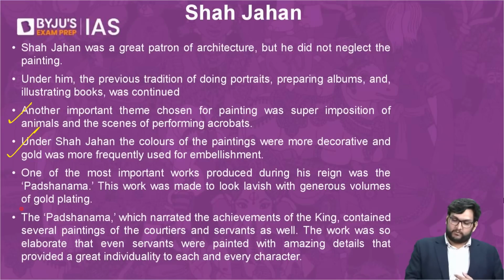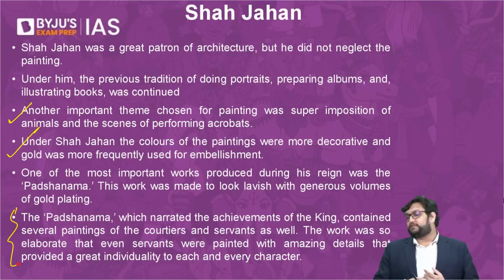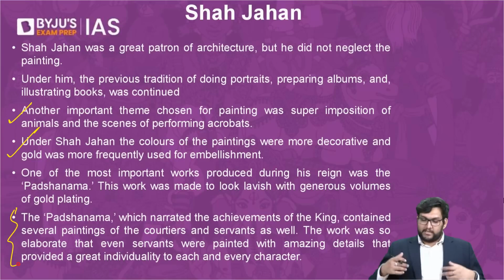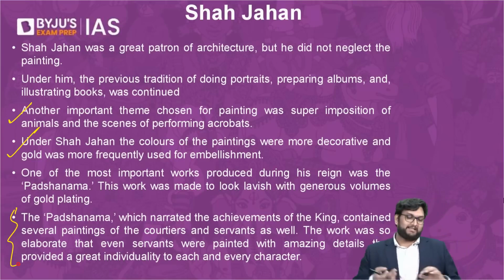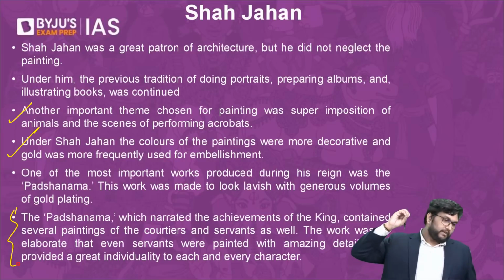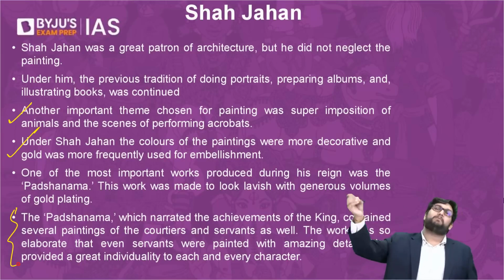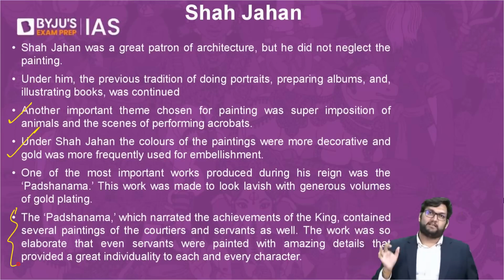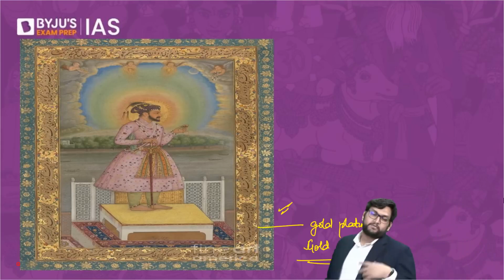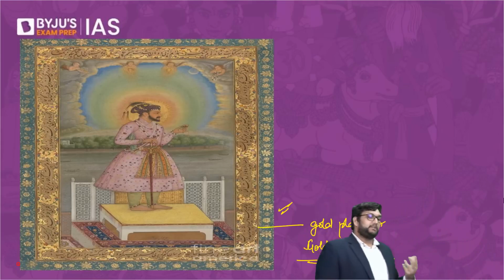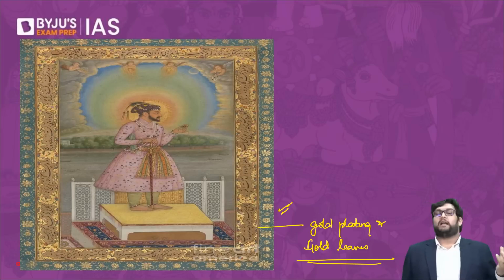And in one of the texts produced during his reign, Padshahnama, the fact is the painters had become such big experts that they were basically making even portraits of the servants in that regard. The simple point is, when you look at this image of Shah Jahan, you can see 3 to 4 elements also which are there in architecture.